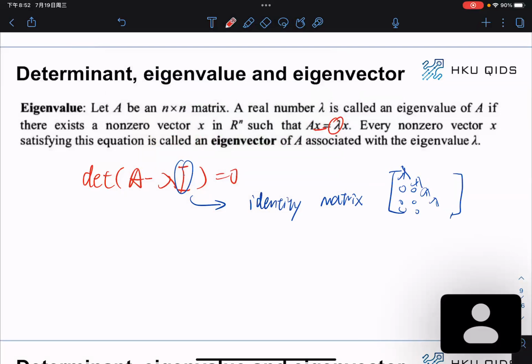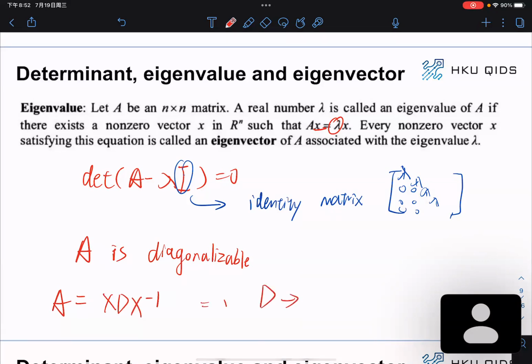And by the way, we call a matrix A diagonalizable if and only if it has linearly independent eigenvectors, which means that there is no linear combination between all the eigenvectors. And in that case, A can be written as X D X inverse, where this D here is just lambda 1, lambda 2, lambda 3, up to lambda n on the diagonal with all the 0s elsewhere, just like this one. Okay.